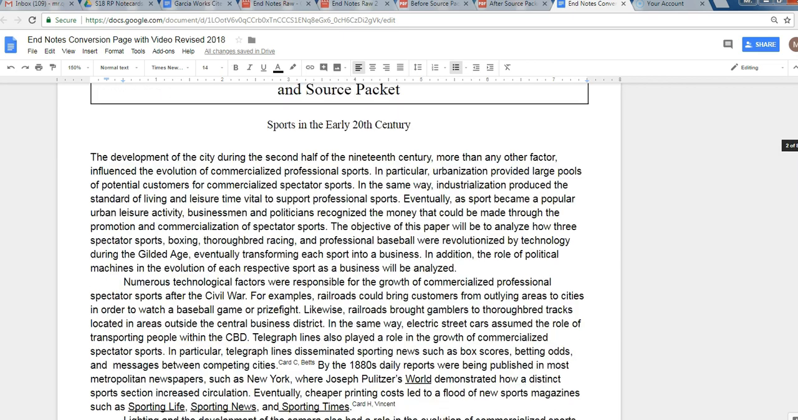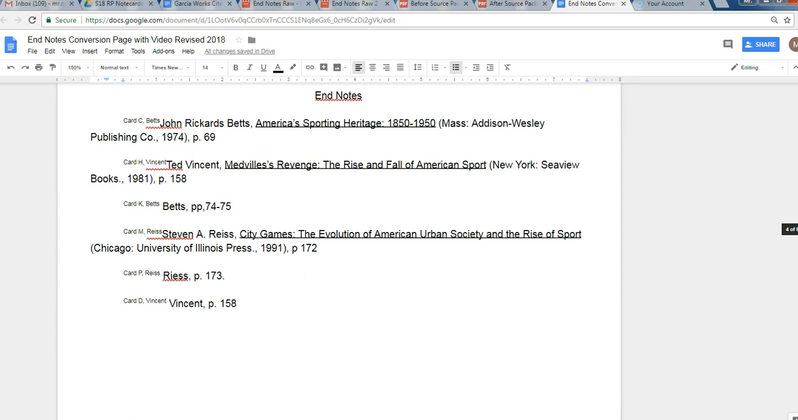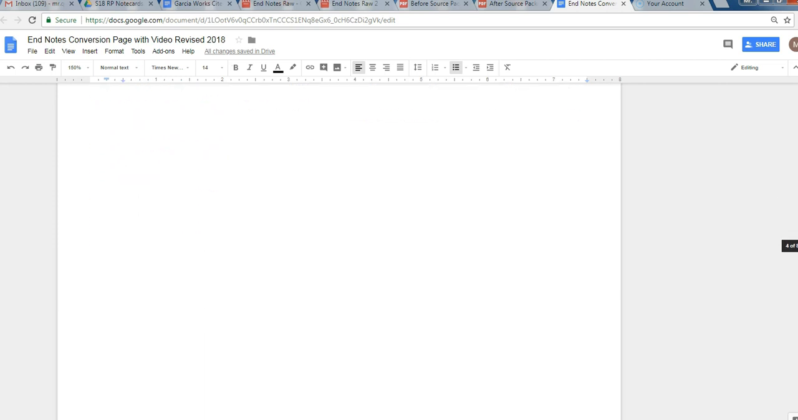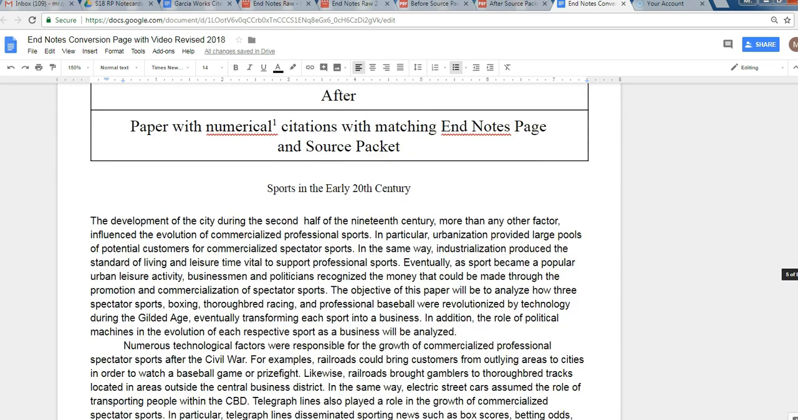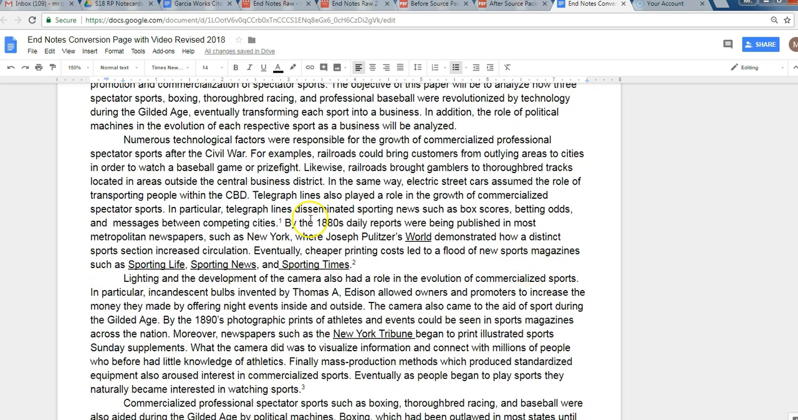Now, how many are in this one? Well, we can count. 1, 2, 3, 4, 5. So we know there's going to be 6. So what's that going to look like after you convert it? Well, let's go down. We have exactly the same paper. So instead of card number, we have a 1. And we have a 2. And we have a 3.